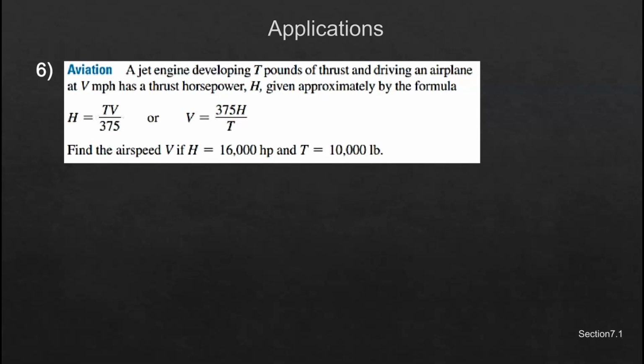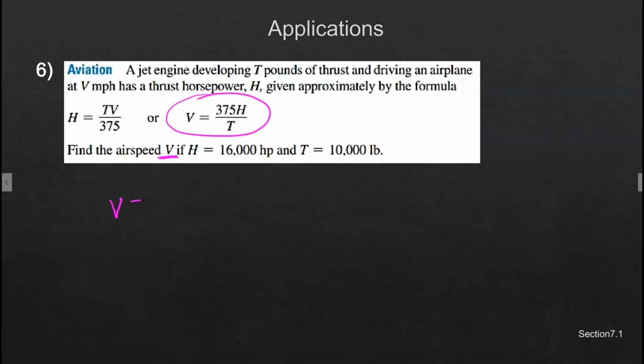All right, so on this one, it gave us two formulas. A jet engine developing T pounds of thrust and driving an airplane at V miles per hour has a thrust horsepower H given approximately by the formula. And it gives you two: H equals one of them and V equals the other. It says find the airspeed V if H equals 16,000 horsepower and T equals 10,000 pounds. And so if we're finding V, then we want to use this formula. There's no reason for us to make it harder by using the other formula.